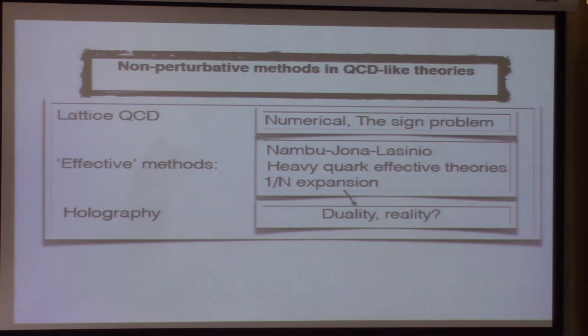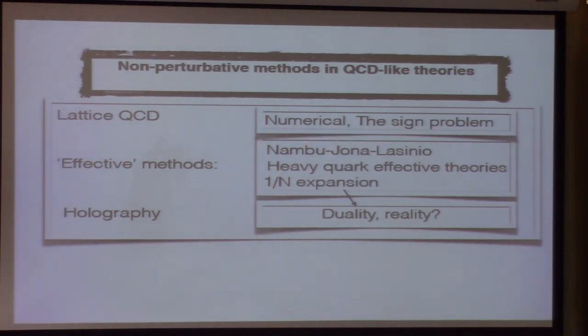There are effective methods, so we can write down something like a Nambu-Jona-Lasinio model, which has a four-quark, non-renormalizable interaction, so there's a four-fermion interaction. You introduce some sigma and pi fields as auxiliary fields. They interact with the underlying fermions. You integrate out the fermions, and you end up with an effective theory of pions, which actually tells you an enormous amount about the underlying structure of real QCD in terms of things like chiral symmetry breaking.